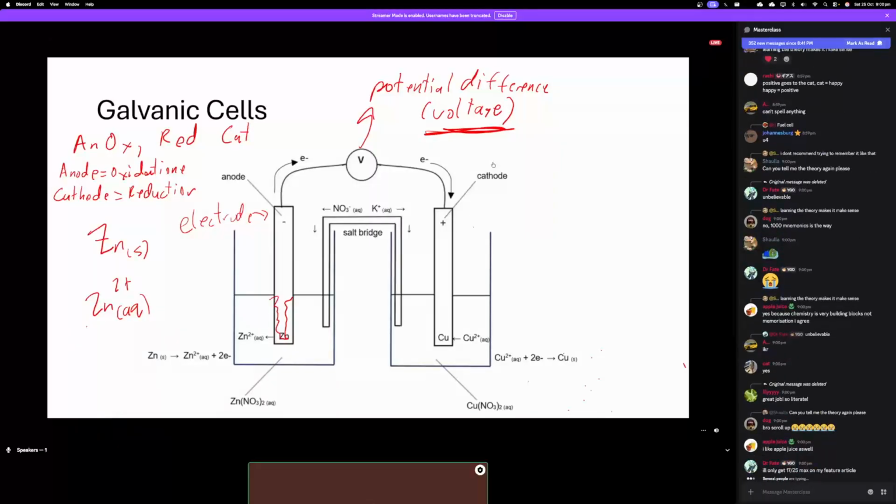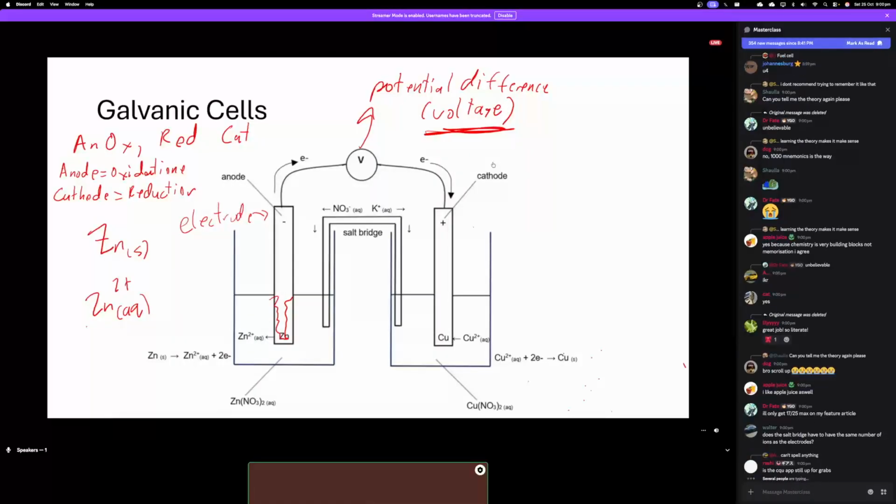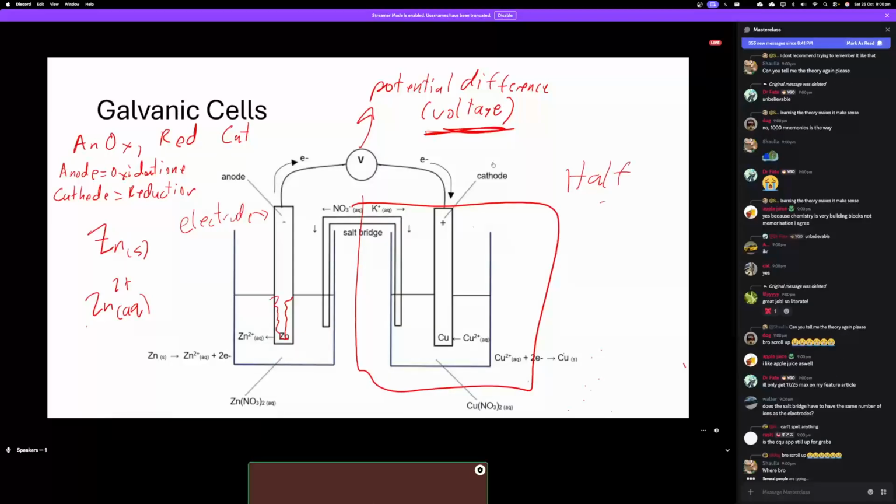I think that's it for galvanic cells. Anything else I want to say? Oh, the other thing I want to say is each of these are called half cells. That's something you should know. Half cells.